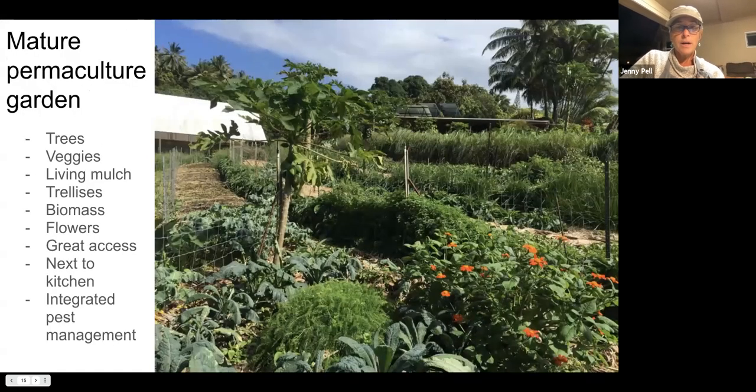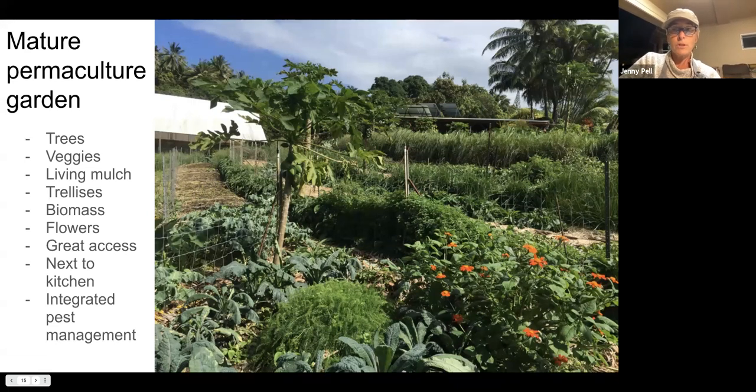This is Steve-O's garden down in Huelo. He's a master permaculturalist, and this is a mature permaculture garden. This is a zone 1 garden. And you can see that it's mulched, it's got multiple species, it's got flowers, it's got vetiver on contour, right? He's got little trellises on contour, and it's all right close to the kitchen. That's that roof line that you see with the solar panels. That's where his kitchen is. And it's got all the integrated pest management.